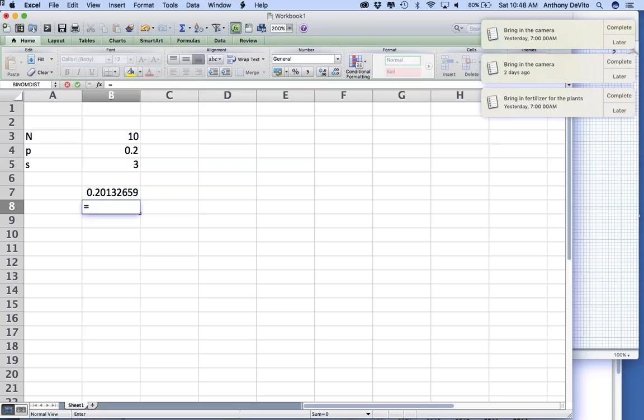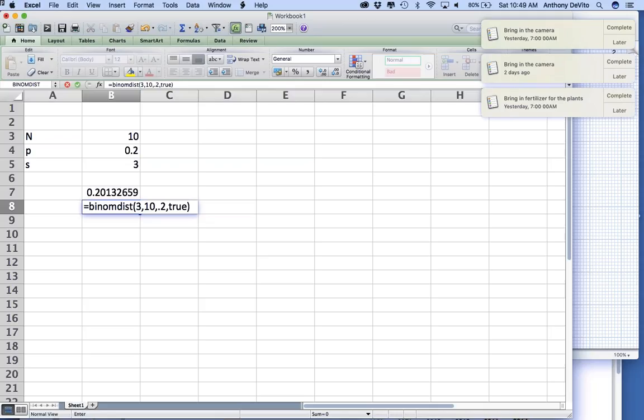Now, if I had said true there, if I had done the same thing, number of successes 3, comma, trials is 10, comma, probability is 0.2, comma, and said true there, what it would give me now is the probability of taking 10 people and having 3 out of 10, 2 out of 10, 1 out of 10, or none out of 10.